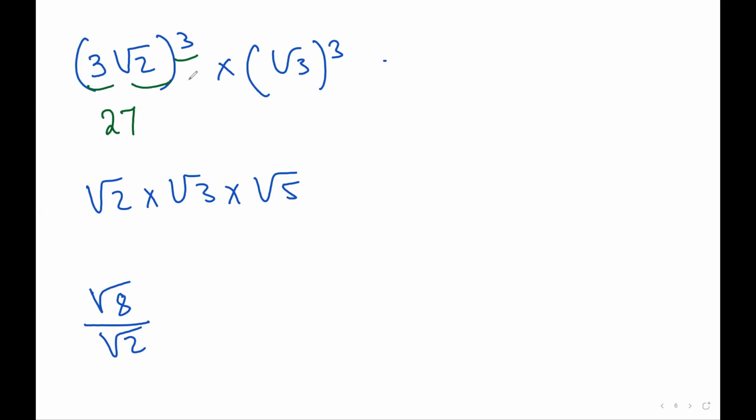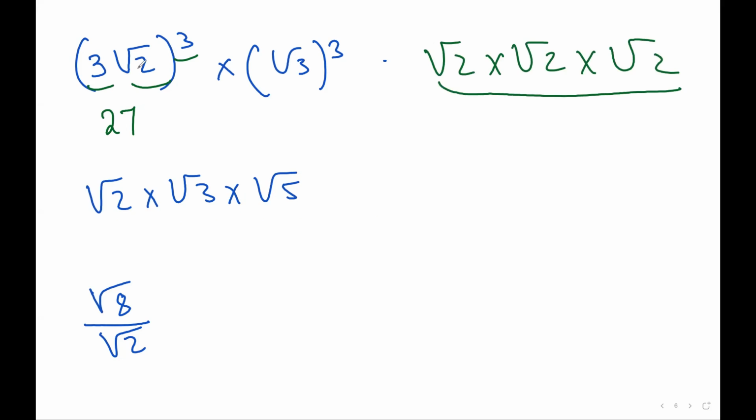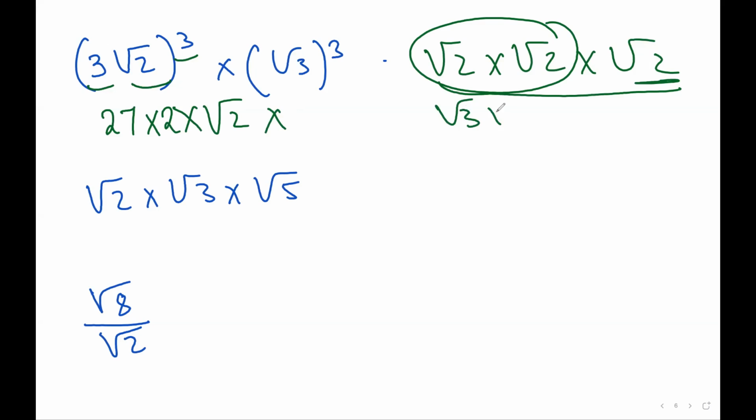But you can also do it like this: root 2 into root 2 into root 2. All these are partners, as they have said cube, right? So root 2 into root 2 is what? Root 4. Square root of 4 is 2, and this doesn't have any partner, so it will be root 2. Root 3 into root 3 into root 3. Root 3 into root 3 is root 9. Square root of 9 is 3, and this will be only root 3, right?